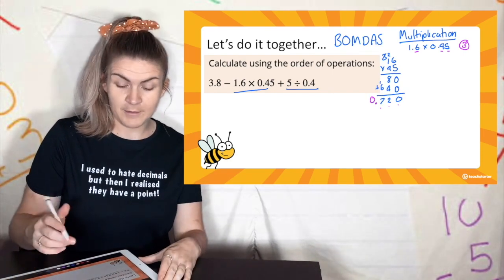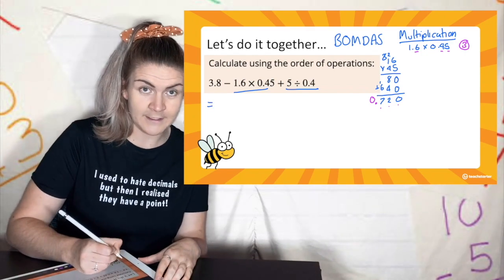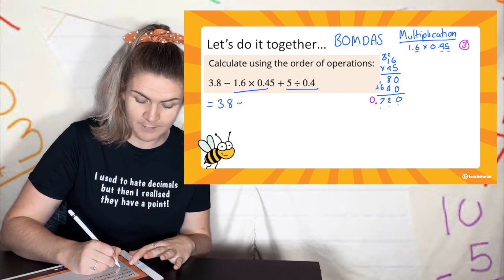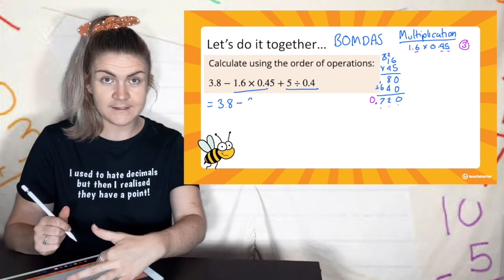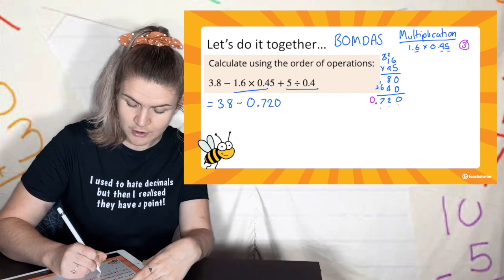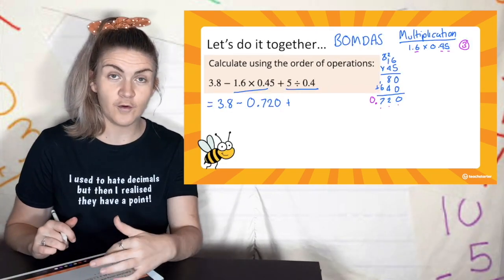Now that I've finished my multiplication, I'm going to insert it back into my question. So I'm writing an equals, and I'm writing all the other information I haven't used. So I haven't used 3.8. Take away. Now I've done this 1.6 times 0.5, so I'm writing in my answer, which is 0.720. And then I'm writing a plus. Now I'm going to perform this division.